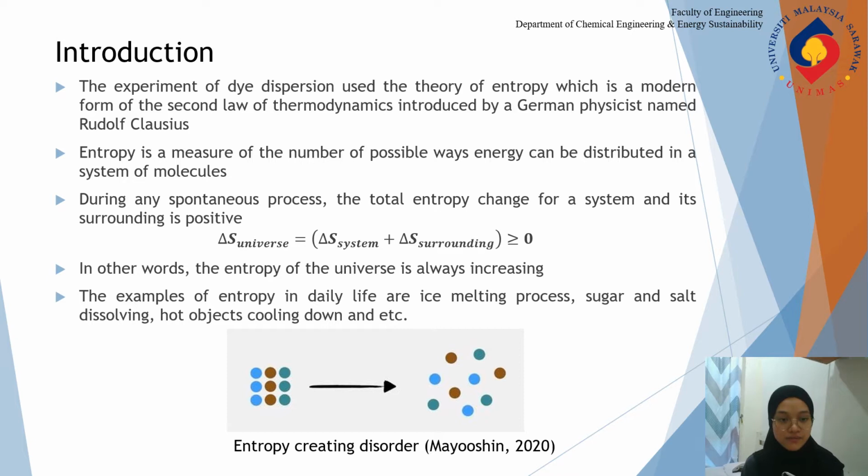During any spontaneous process, the total entropy change for a system and its surrounding is positive, and it can be mathematically written as delta S universe equals the summation of delta S system and delta S surrounding, that should be greater than or equal to 0. In other words, the entropy of the universe is always increasing. Examples of entropy in daily life are the ice melting process, sugar and salt dissolving, hot objects cooling down, etc. The figure shows entropy creating disorder, from nicely organized particles to a more disordered arrangement of particles.